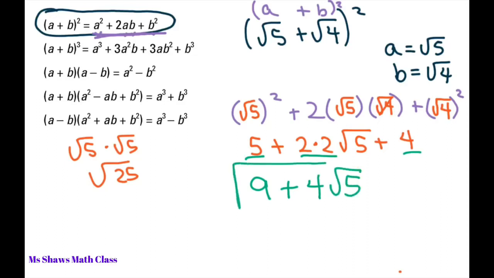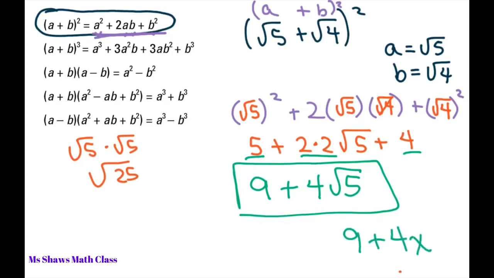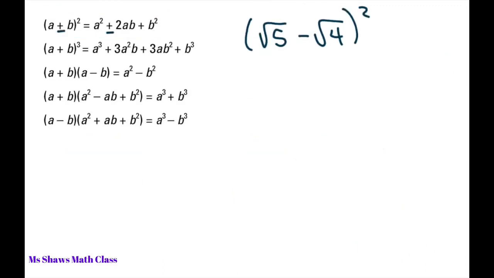And that's all you can do. This is like saying 9 plus 4x. You cannot combine unlike terms. Okay, the next one is the same thing, but it has a minus. So let me just write that.